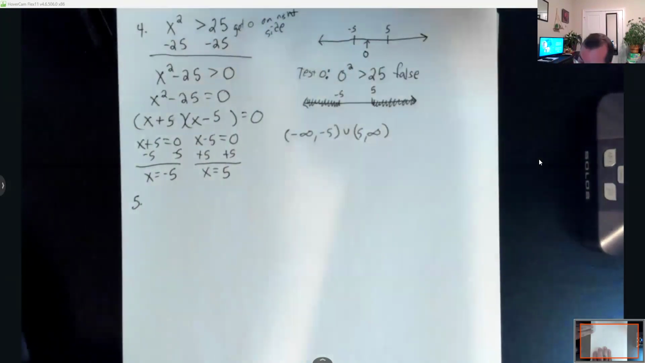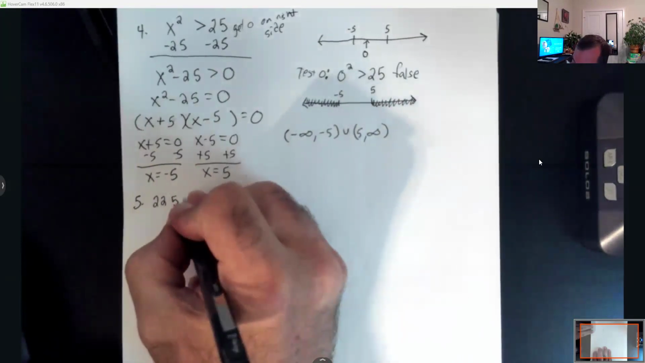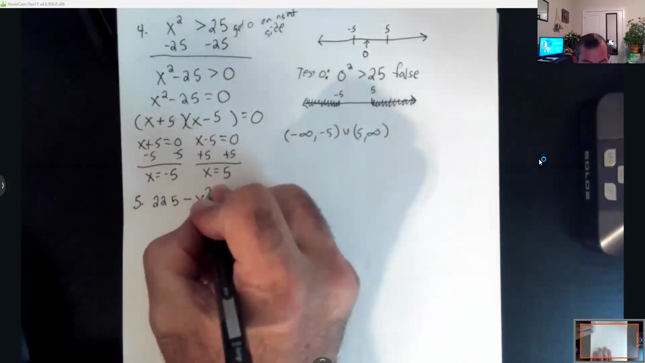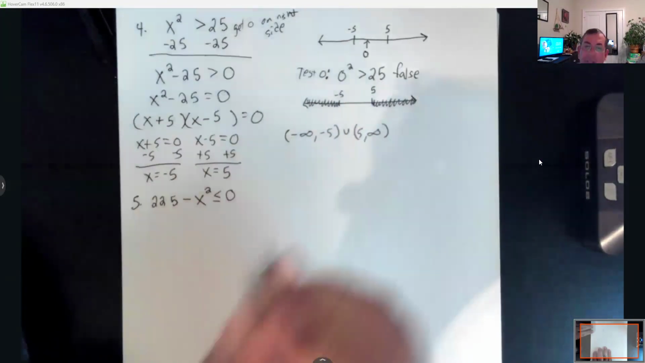Oh, y'all, let's see what they're doing here. 225 minus x squared is less than or equal to 0.